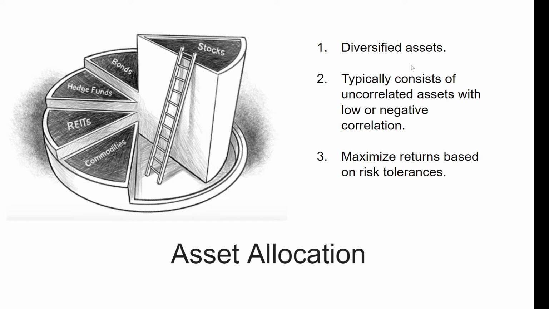Secondly, you want to invest in assets that are uncorrelated, basically that have low or negative correlation. We will get into that shortly. And then finally, you want to maximize, basically anyone's investment portfolio's aim is to maximize the return, right? But it typically depends on your risk profile, right?